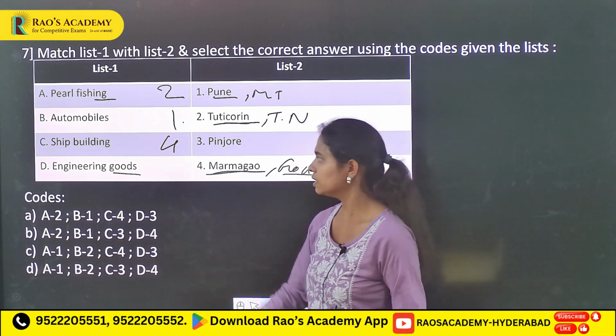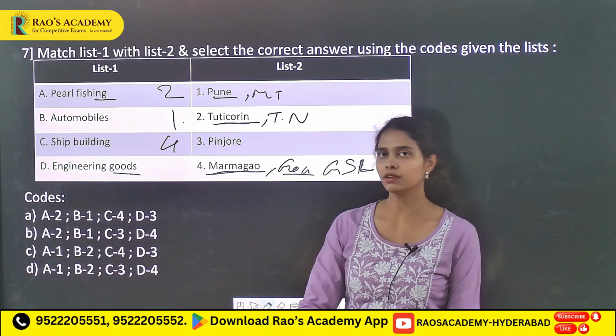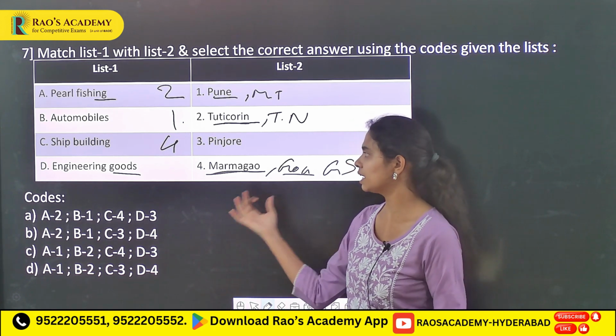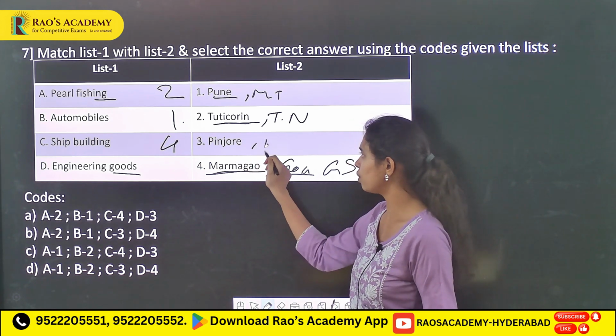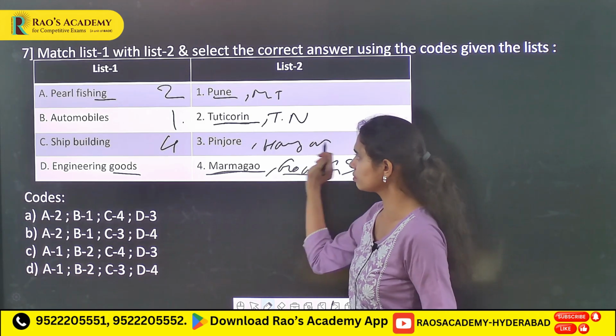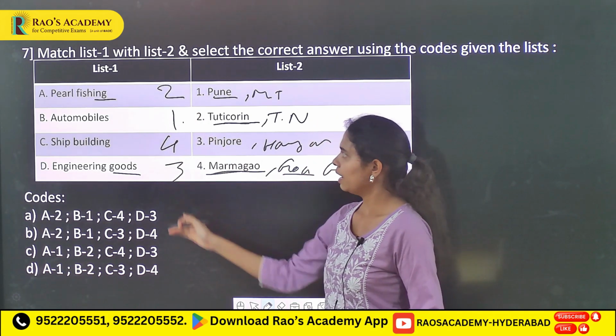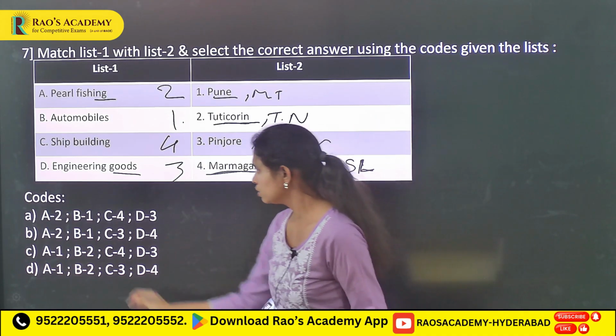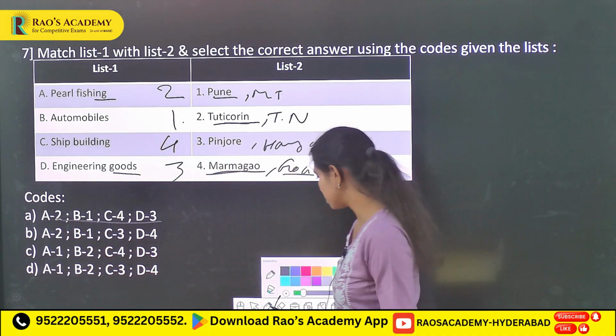goods. These engineering goods include all those equipment as well as machinery parts which were greatly manufactured in Pinjore of Haryana. So here, as per the match, the correct code is 2143. So the first one is the correct answer.